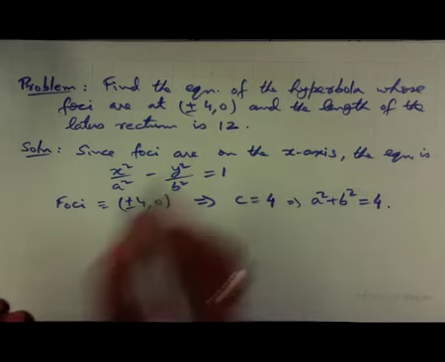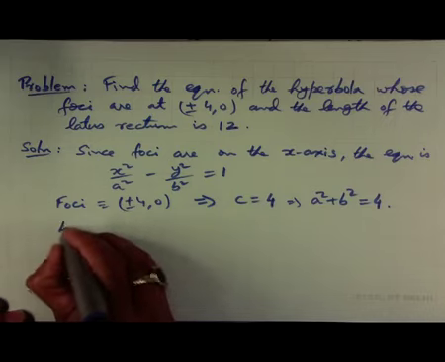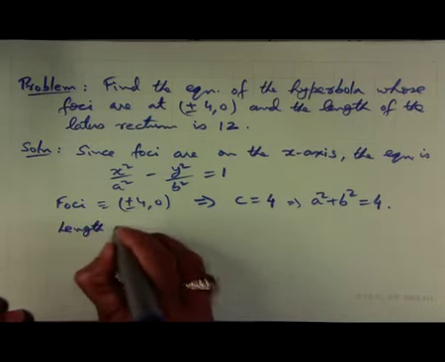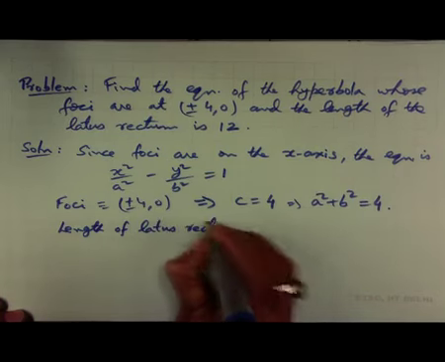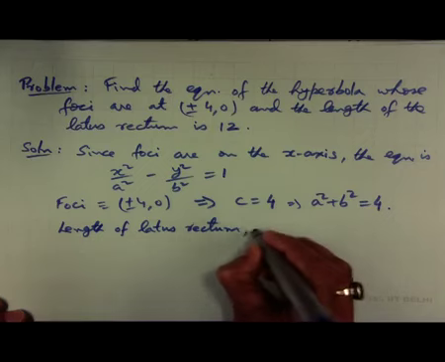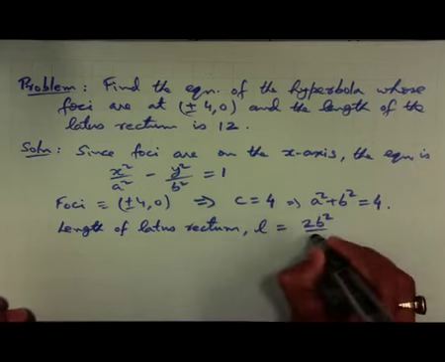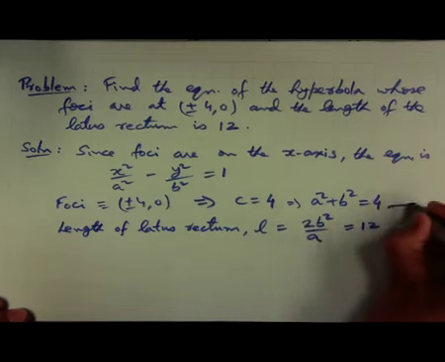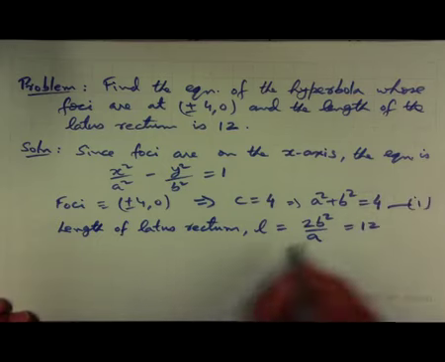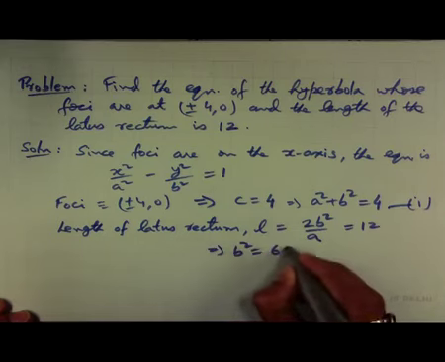Recall that the length of the latus rectum L is given by 2 b square by a. This is given to be equal to 12. I have this one equation and then 2 b square by a equal to 12. This implies b square is equal to 6a.